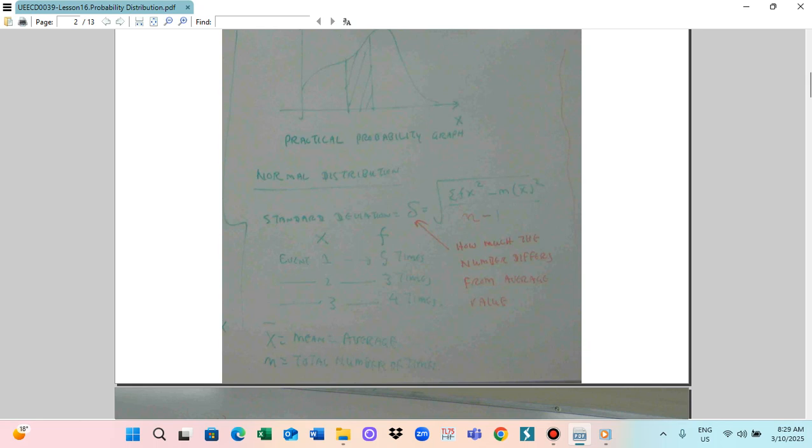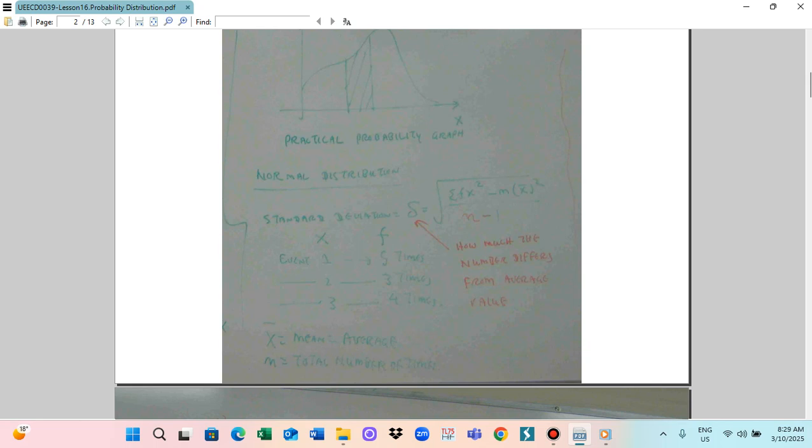So those are the statistics data. So you can calculate the standard deviation. Standard deviation means how different from the mean any number can be from the average value. So this we call the standard deviation.